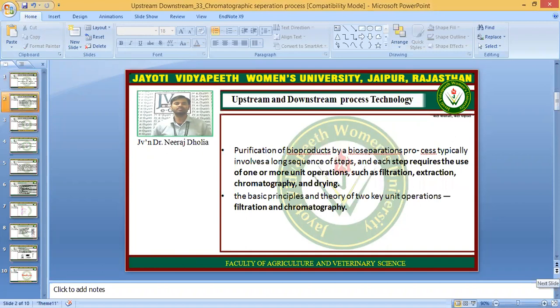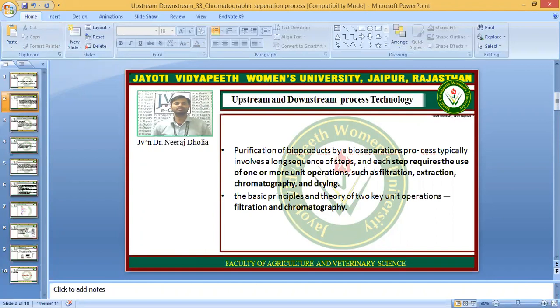The purification of byproducts or biological products by a bioseparation process typically involves a long sequence of steps, and each step requires the use of one or more unit operations. The unit operations involve filtration, extraction, chromatography and drying. You have the basic principles and theory of the two key unit operations, filtration and chromatography, and in this lecture we will focus on chromatography.